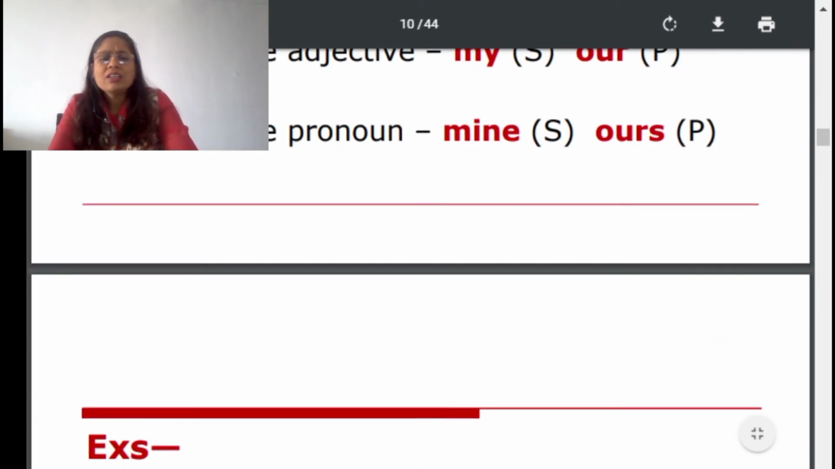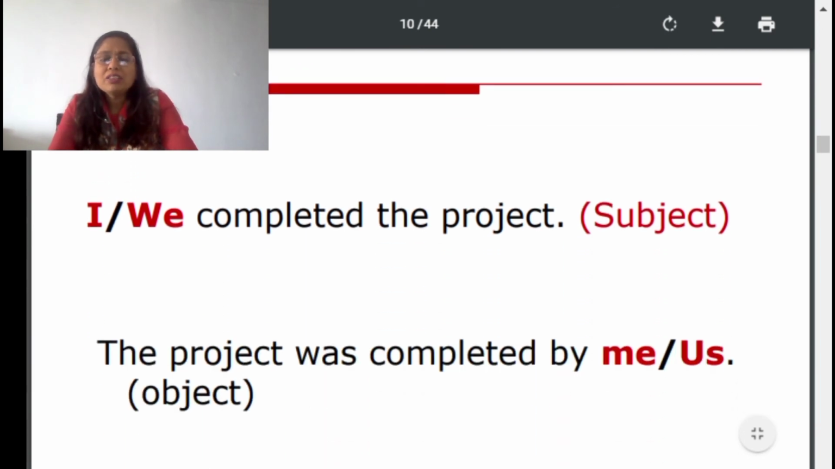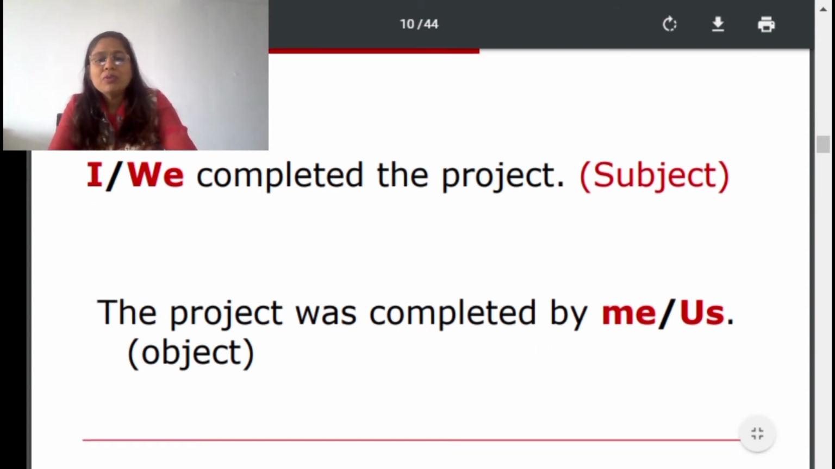Let's look at some more examples. I or we completed the project. Here, the pronoun is the subject of the sentence. But if I change it to passive voice, the project was completed by me or us. This is now the object or objective case. So, there is a change in the pronoun.